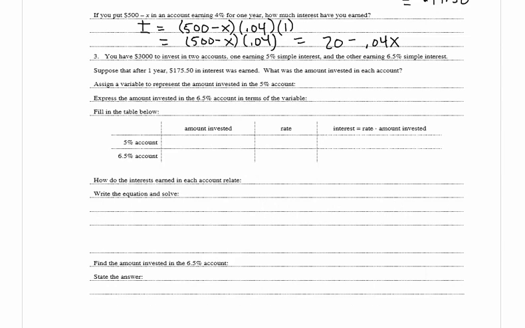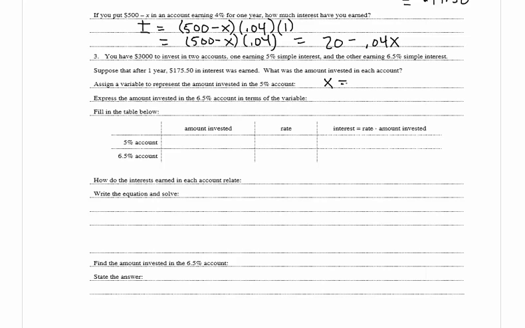In 3, it says you have $3,000 to invest in 2 accounts, one earning 5% simple interest and the other earning 6.5% simple interest. Suppose that after 1 year, $175.50 in interest was earned. What was the amount invested in each account? The first thing they want us to do is assign a variable to represent the amount invested in the 5% account, and I'm going to use the variable X.